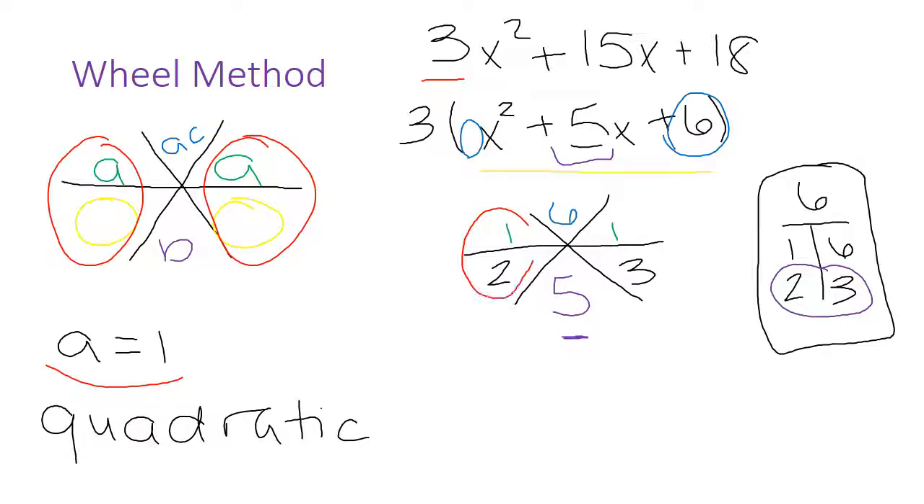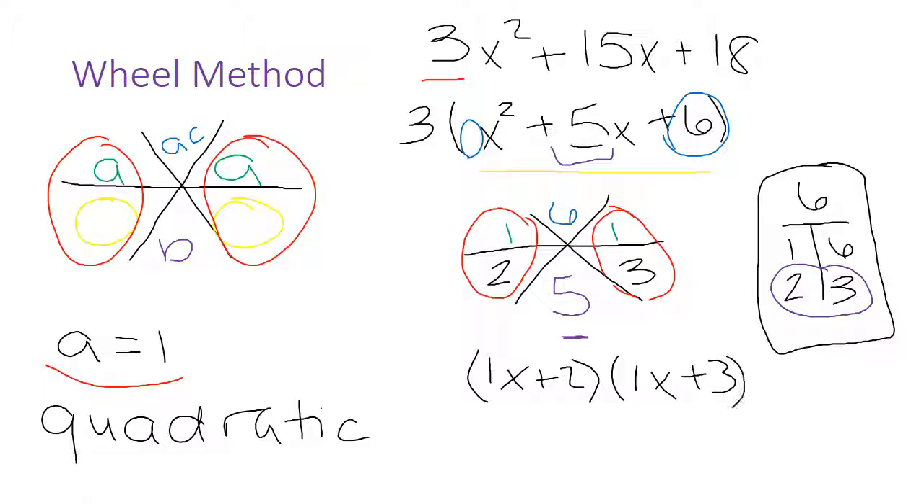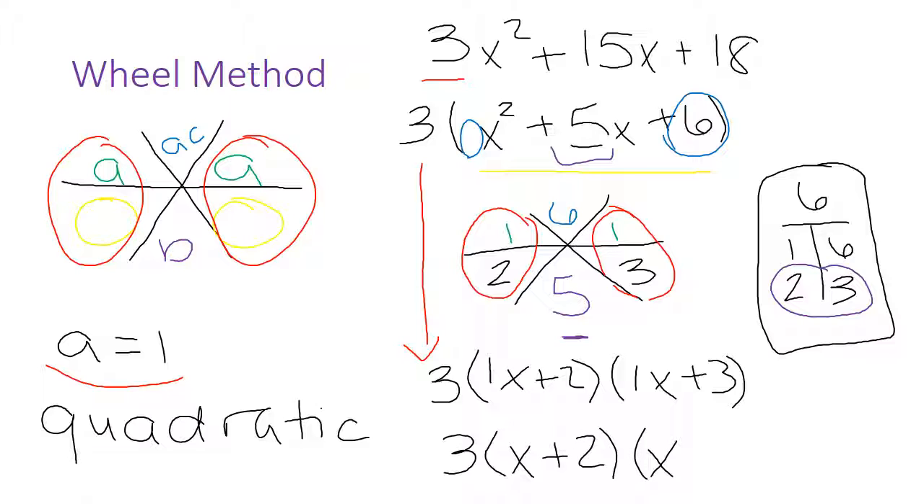Remember, we had stated these would be our factors, so we will write x plus 2 times x plus 3. And just remember to carry down our greatest common factor. You can check if our factoring was correct by using the distributive property, and you should get this expression back.